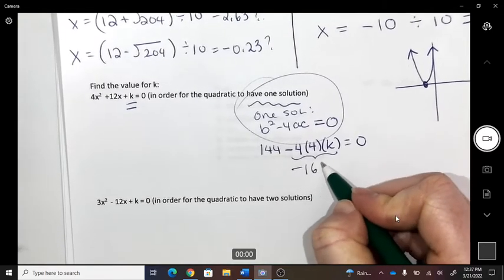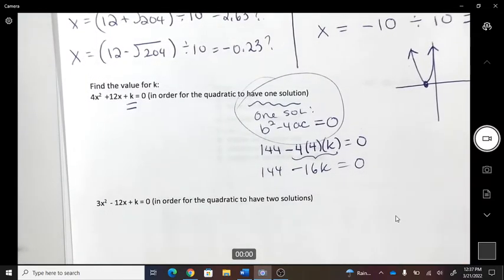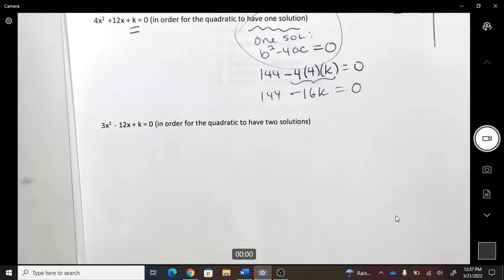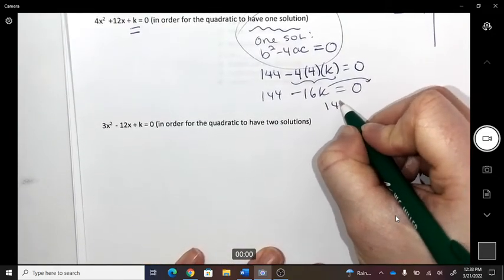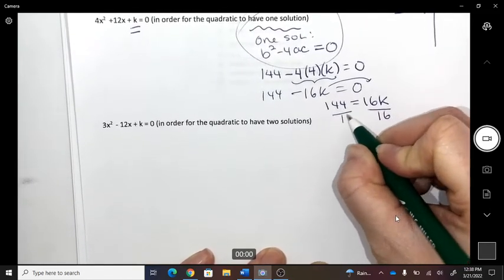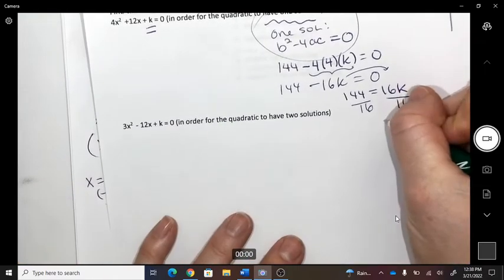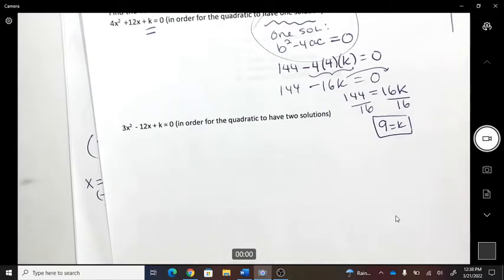What could you do with that? 16? Right, because it's all glued together, so we could put the 4 times the 4 together. We're doing isolation stuff, so what do you want to move? Should we move that to that side? So 144 equals 16k. Divide by 16. I feel like that might be 9, but yep. So I would need that k number to be a 9.